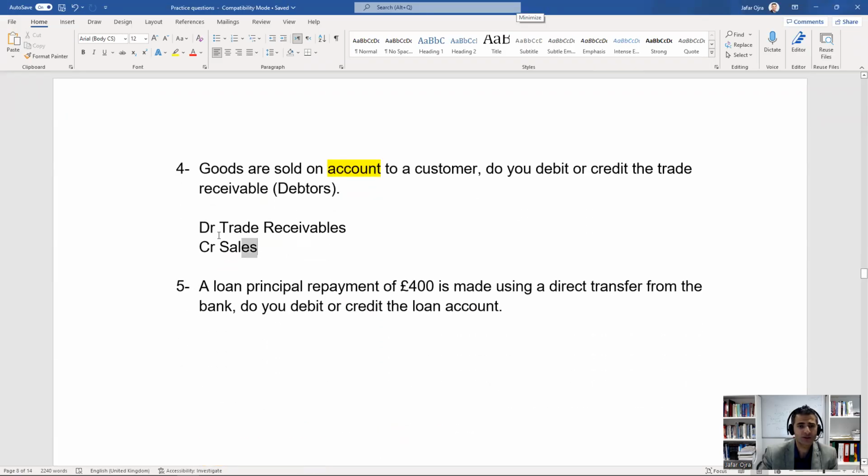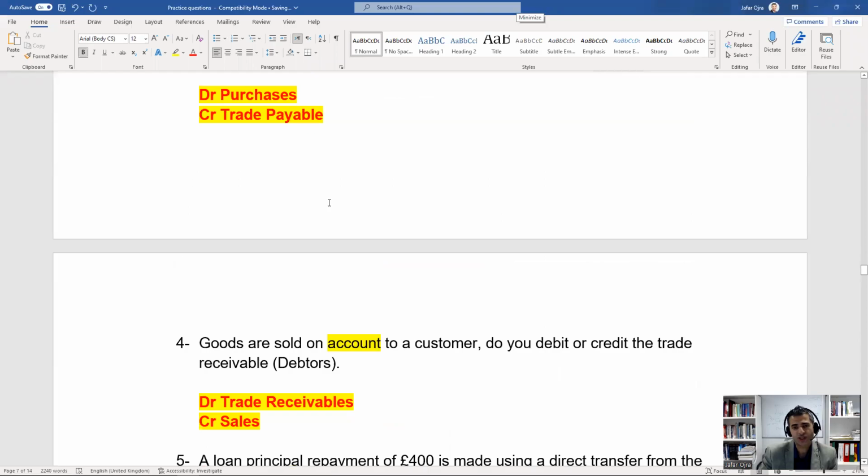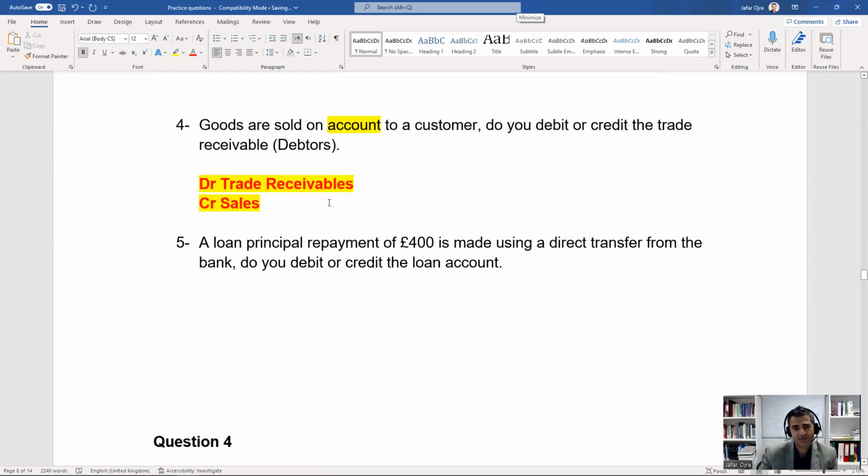And trade receivables, it's debit side. You need to record it on the debit side. Why? Because trade receivables is an asset. An asset goes up on what? Goes up on the debit side. Assets go up on the debit side. And trade receivables is a current asset. And what happened here? This means the business wants to collect money from the customer. So the customer owes money to the business. And that's why we have trade receivables.